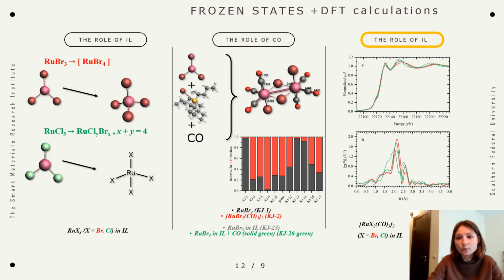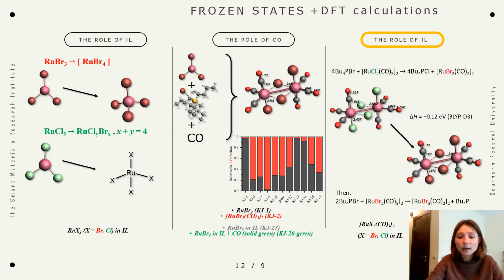Next, we want to see the role of the ionic liquid, but we start with ruthenium carbonyl species with chlorine or bromide. As in the previous case, we see the strongest change in the spectrum for chlorine-containing precursors, which is also associated with the chlorine-bromide exchange. And secondly, when dissolved in ionic liquid, both precursors exhibit an increase in ruthenium bromide and a decrease in ruthenium CO contributions. This fact was supported by DFT calculations, which demonstrated that the transition shown on the slide is energetically favorable.